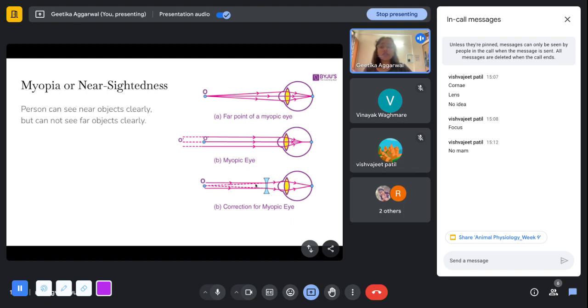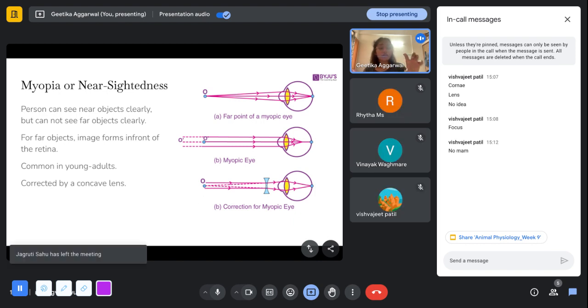So the correction of this is done by wearing concave lenses, like we have in our specs or in our contact lenses. So you can see here, these lenses lead to the light rays getting refracted, and then the image is again formed on the retina, so we see clearly if we wear a correct powered concave lens in the case of myopia.